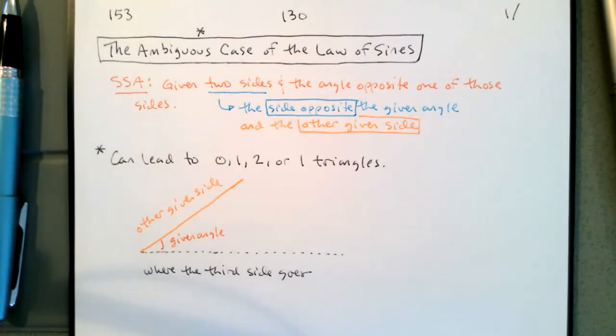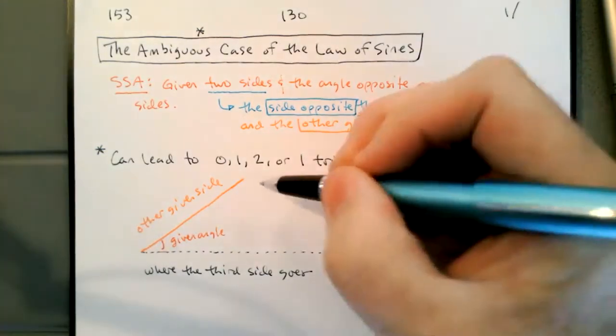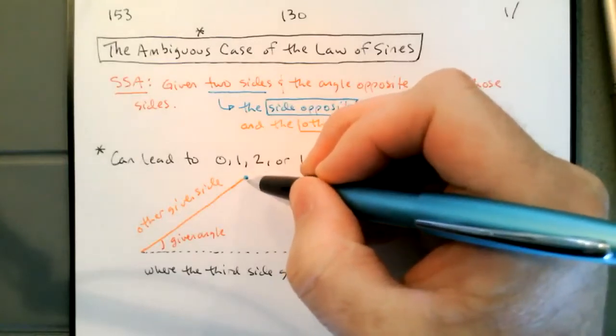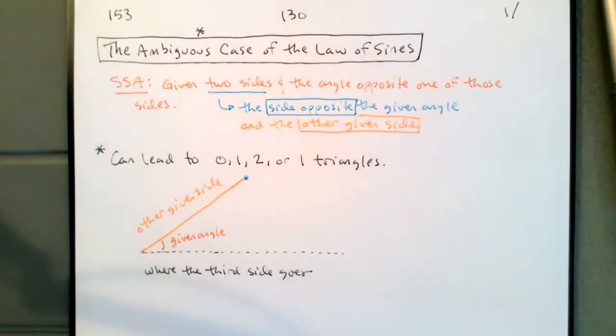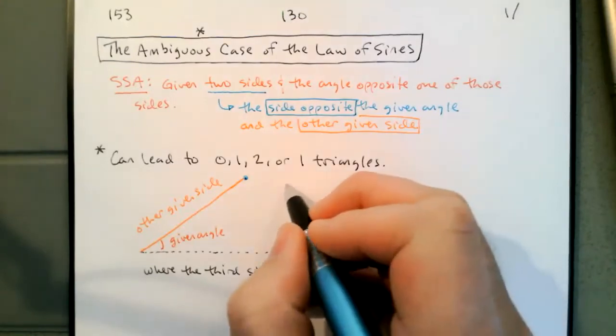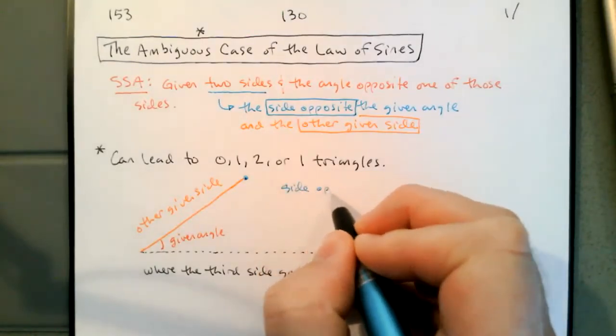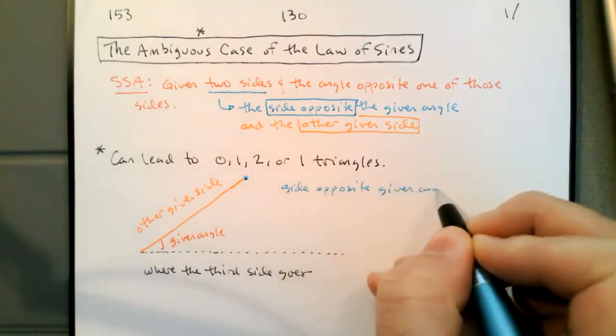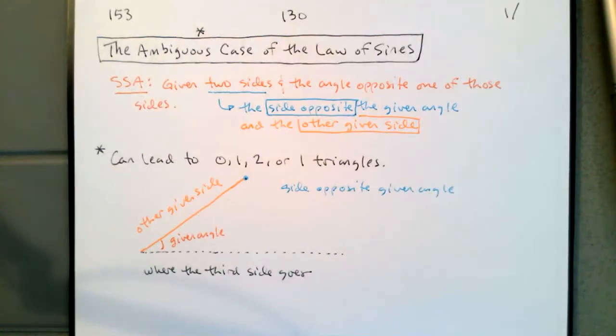So depending on the length of the side opposite the given angle, that could result in 0, 1, 2, or 1 triangles. So this right here, between this end of the other given side and the line where the third side goes, that's where we have to put the side opposite the given angle.